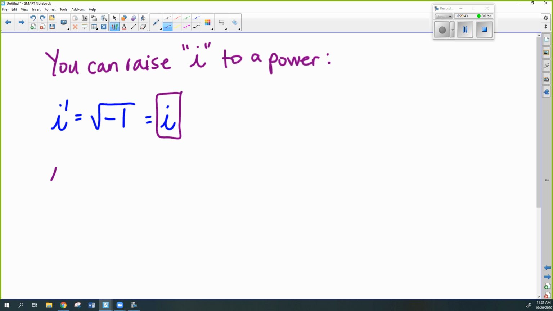But if I ask you for i squared, okay, well, what does it mean to square something? And I'll give you a second to type it in. What does it mean to square something, anything? What do you do with it? Should be lots of typing going on.